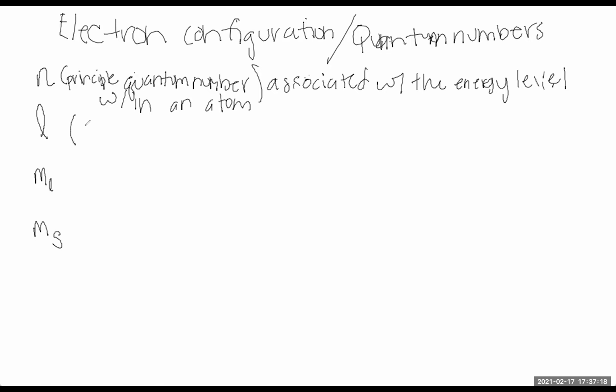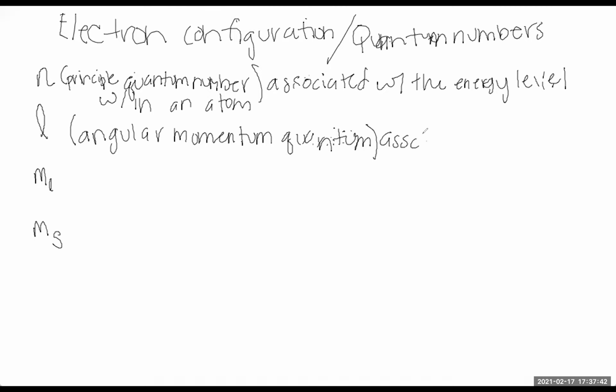Now with our L quantum number is our angular momentum quantum number. And on your Chem 101, you guys have questions like, what is the angular momentum of this? And basically what that is, it's associated with your sublevel. And usually that also describes the shape that you're working with.